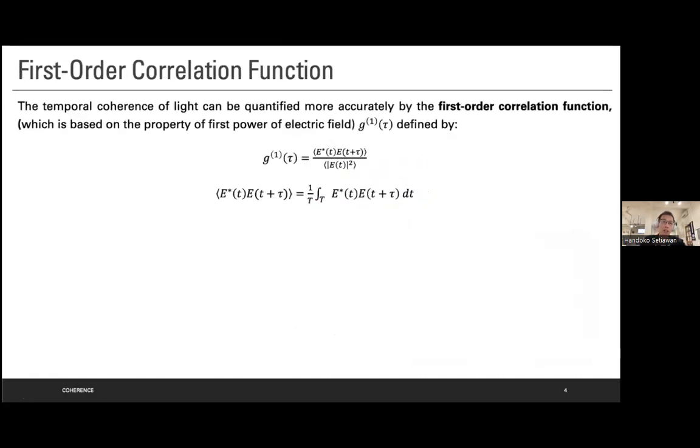Okay. So here we have a quantity that can help us describe the coherence of a light, which is called the correlation function, or we can say the degree of coherence, notated by G1 tau here. G is defined by the equation shown here. The angle brackets here pretty much mean that we take the time average of the modulus of the electric field, summed over a certain period of time t.